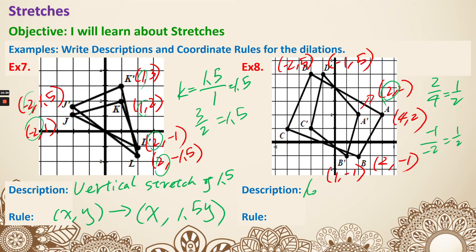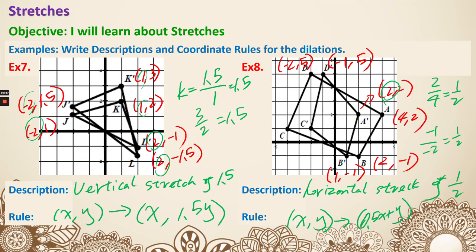So this is going to be a horizontal stretch of 1/2. As for the rule, x comma y, since x is changing, that means x is going to become 0.5x, and the y does not change. Why is there a plus sign there? It shouldn't be a plus sign, just a comma.